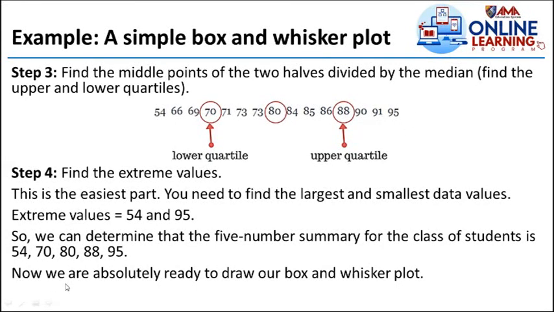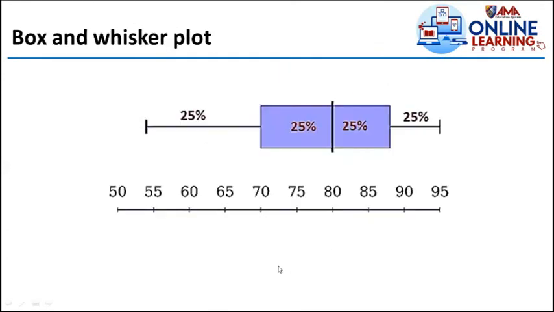So therefore, we are absolutely ready to draw our box and whisker plot. So if we're going to have that one, this is our data from 50 to 95. Our lowest extreme is 54, highest extreme is 95. Median is 80, Q1 is 70, Q3 is 88.